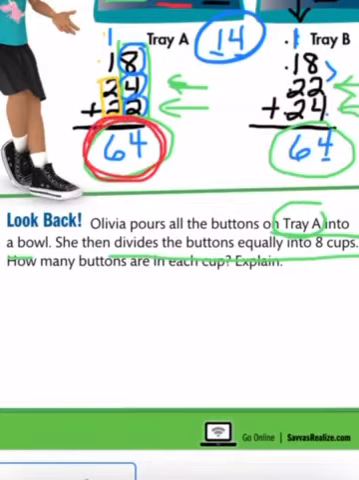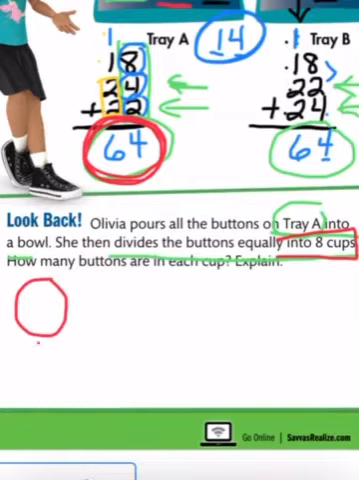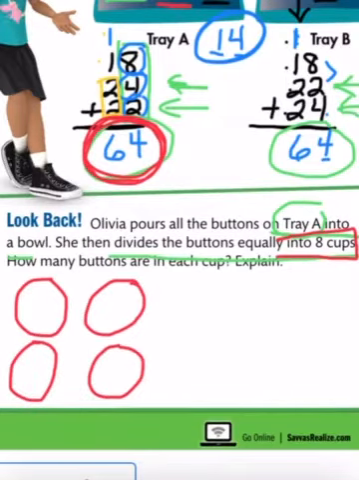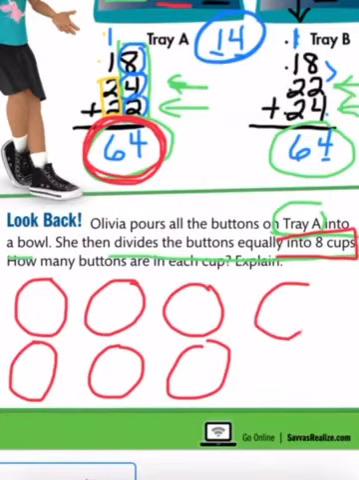We're going to pour them all out, and then we're going to put them equally into 8 cups. So all we have to do is draw 8 cups. We can draw a cup like that, which is real artistic, I know. Or what I'm going to do is just draw 8 circles. Each circle represents 1 cup. There are 4 cups, 5 cups, 6 cups, 7 cups, 8 cups.